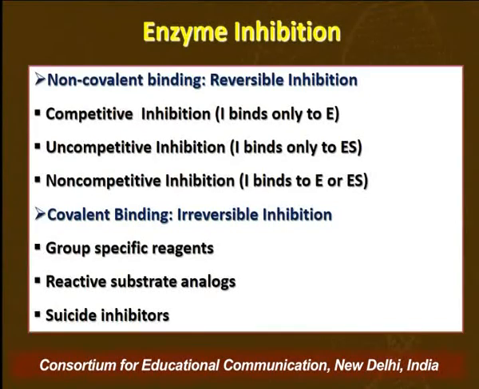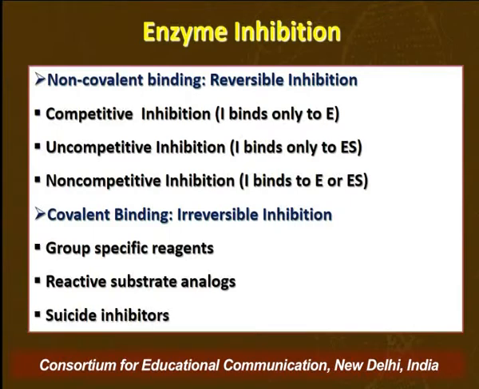Now we come to the next topic, which is called enzyme inhibition. Enzyme inhibition plays a very important role in inhibiting enzymes. Enzyme inhibition has been classified into two major classes. One is called the non-covalent binding classification, the other is called the covalent binding classification. In the non-covalent binding classification, there is a reversible inhibition which occurs.